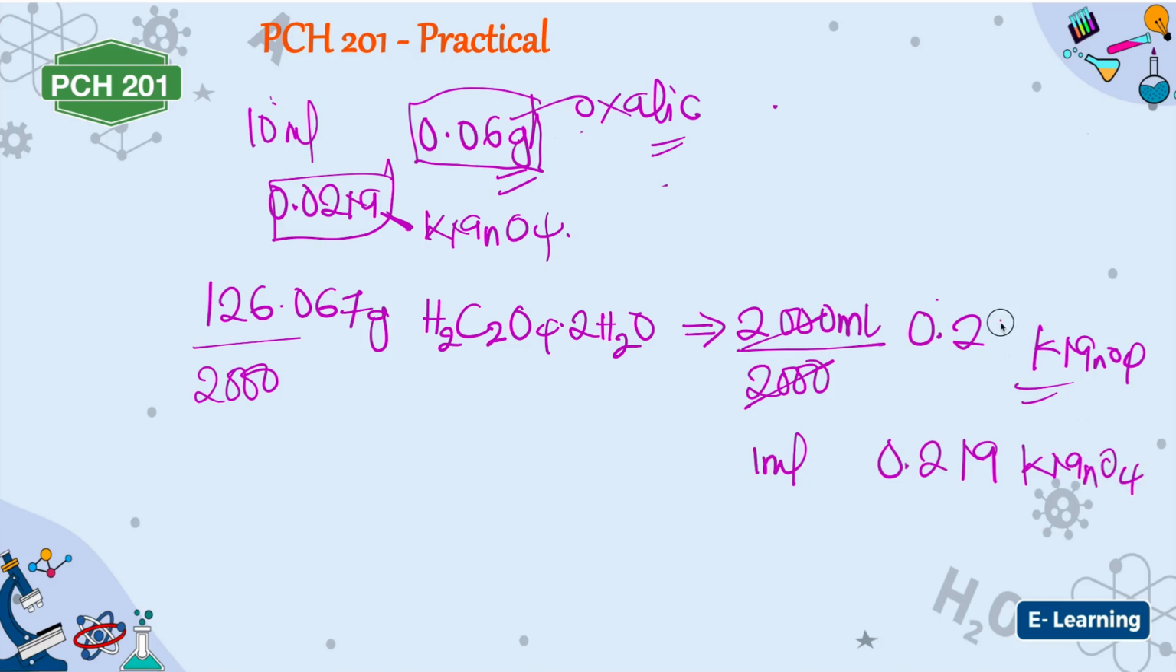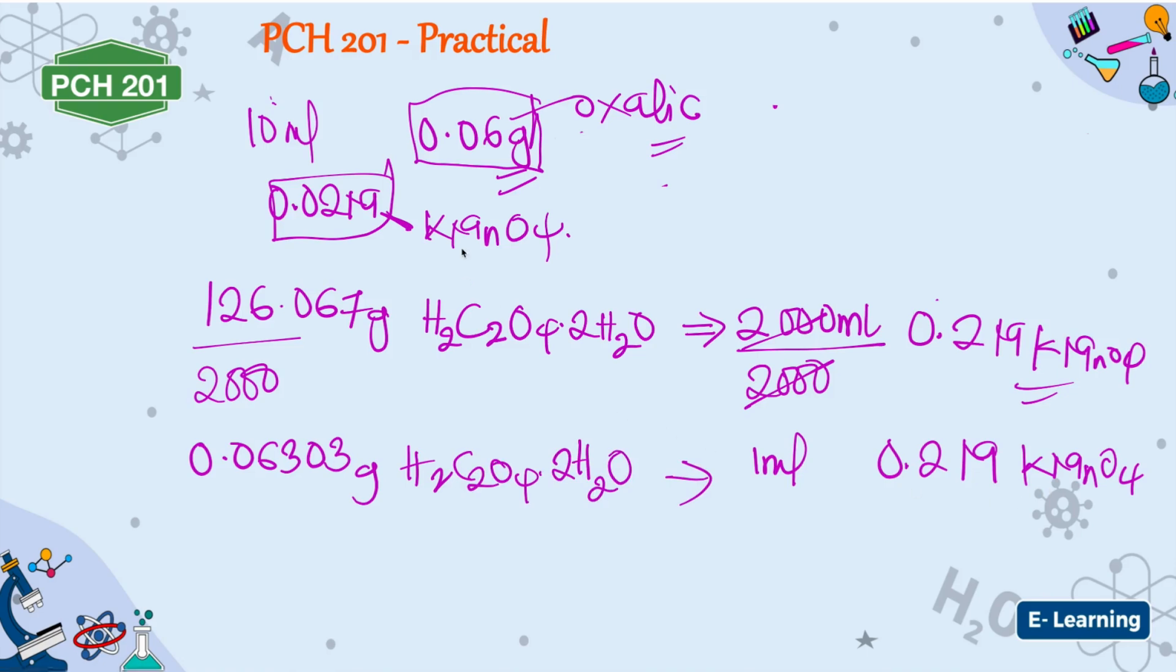This is molar, big M. So you have 126.06 divided by 2000. That will give us 0.06303 grams of this to give us this. Now, remember that we must break it down to the mole of the concentration of KMnO4, which is 0.02. So I divide this one by 10 so that it fits 0.02.